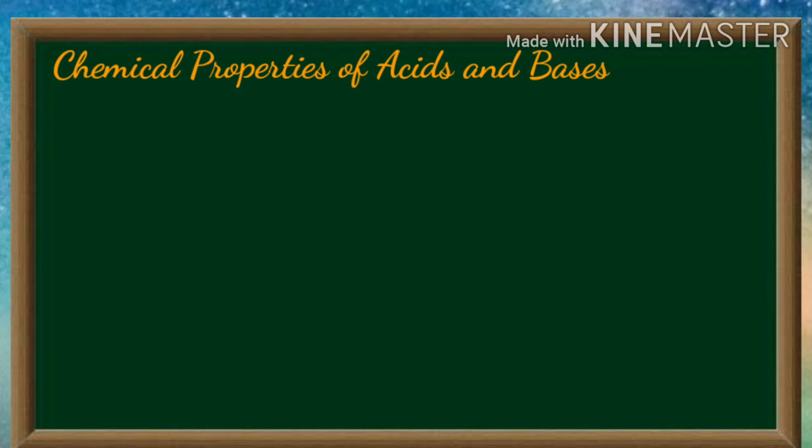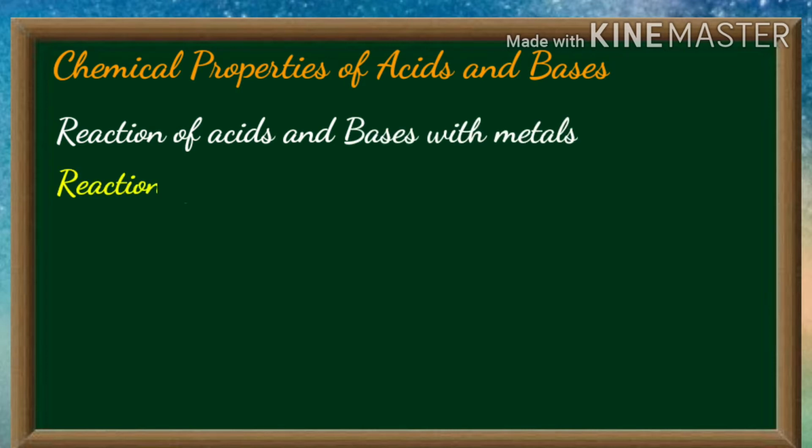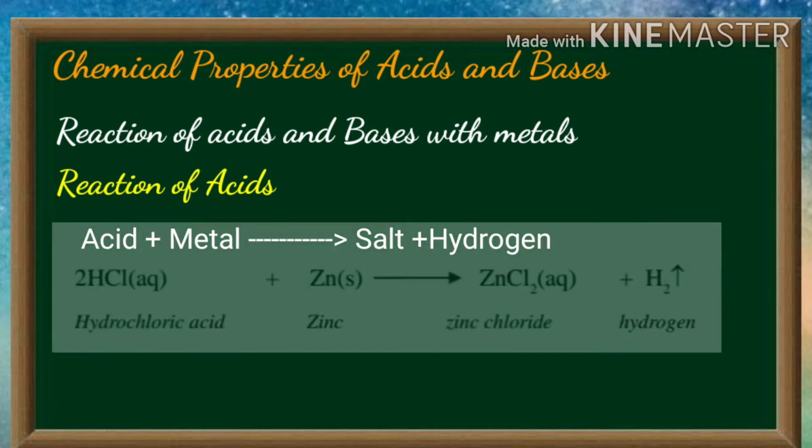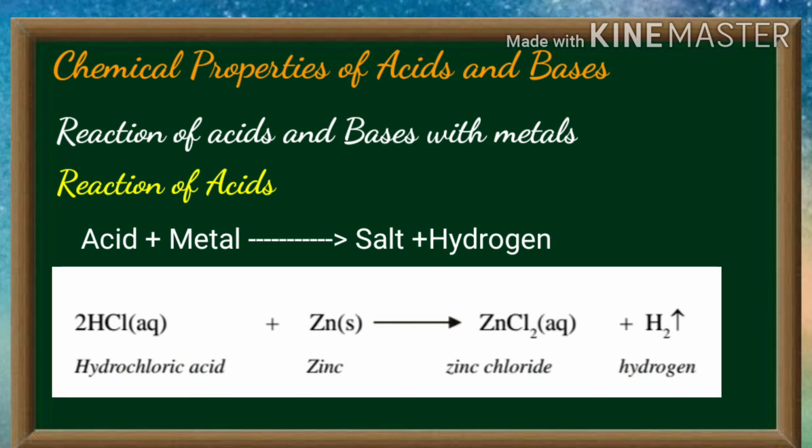Firstly, we will discuss reaction of acids and bases with metals. Here, first reaction of acids. Generally, metals react with acids to form a salt with the displacement of hydrogen gas. When hydrochloric acid reacts with zinc metal, the salt zinc chloride is formed along with the evolution of hydrogen gas.